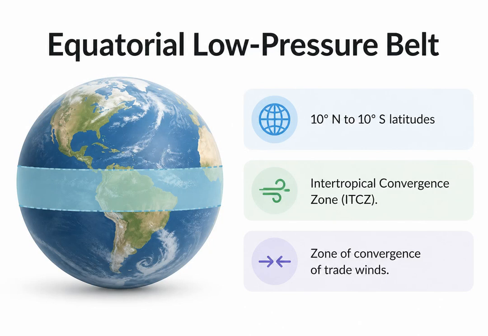Picking up right where we left off with atmospheric pressure, let's examine the specific pressure belts, starting at the equator. The equatorial low-pressure belt generally lies between 10 degrees north and 10 degrees south latitudes. However, it's not strictly fixed. It shifts seasonally with the apparent movement of the Sun, wandering anywhere from 5 degrees to 20 degrees north and south. This belt is incredibly important because it acts as the Intertropical Convergence Zone, or ITCZ.